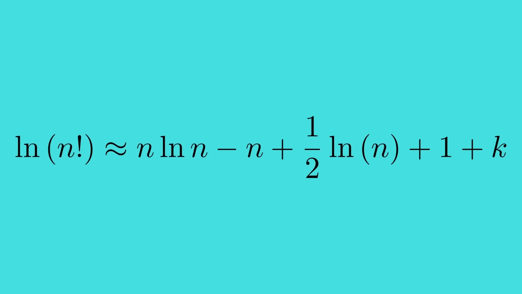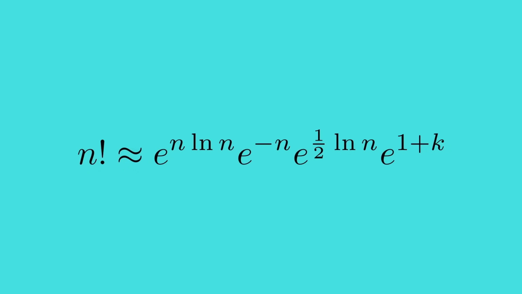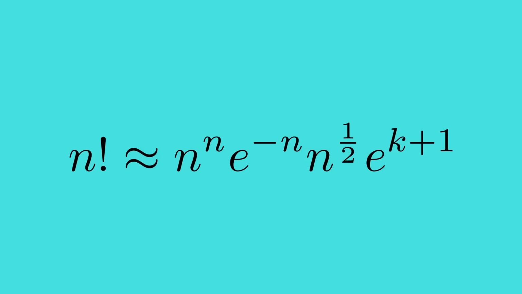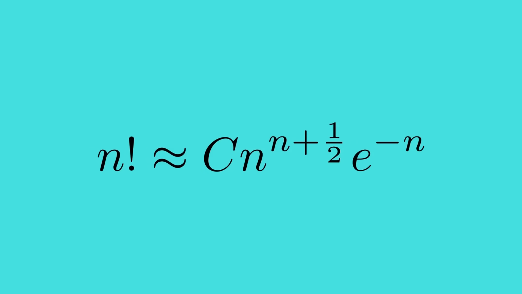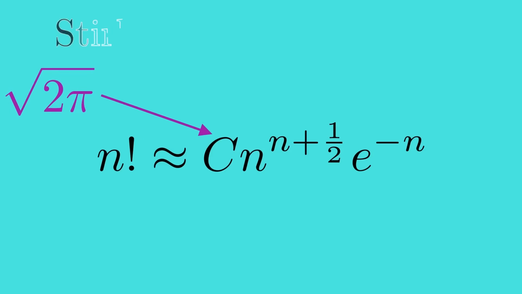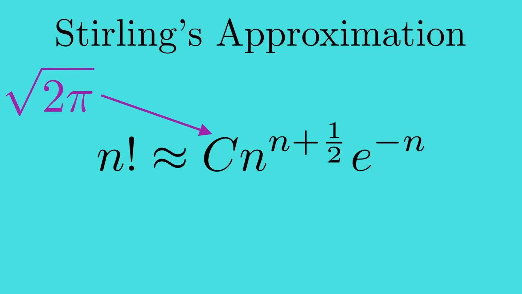Finally, we can exponentiate both sides to get an approximation for n factorial. e^(k+1) is just some constant, so we'll relabel it as c. De Moivre was not able to figure out the value of c, but that same year in 1730, Stirling figured it out to be the square root of 2 pi, which is why today we call this Stirling's approximation. Stirling did this by using numerical approximations with large values of n, but we'll see a more insightful reason later as to why c takes on this surprising value. For now, we'll pretend that it's unknown.